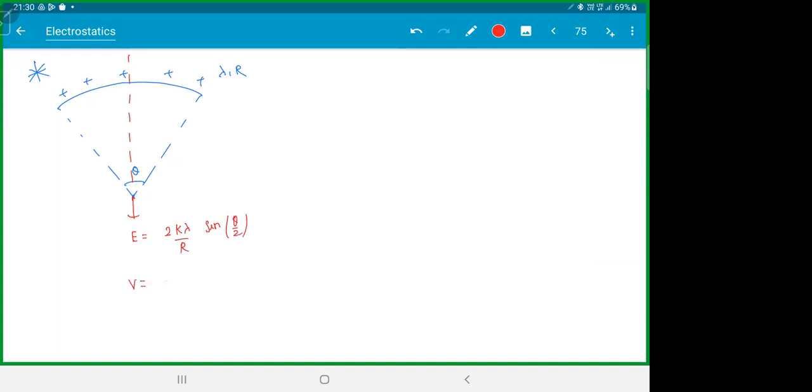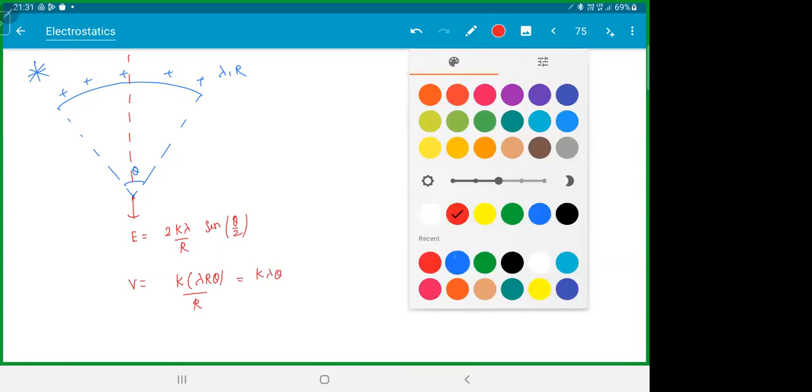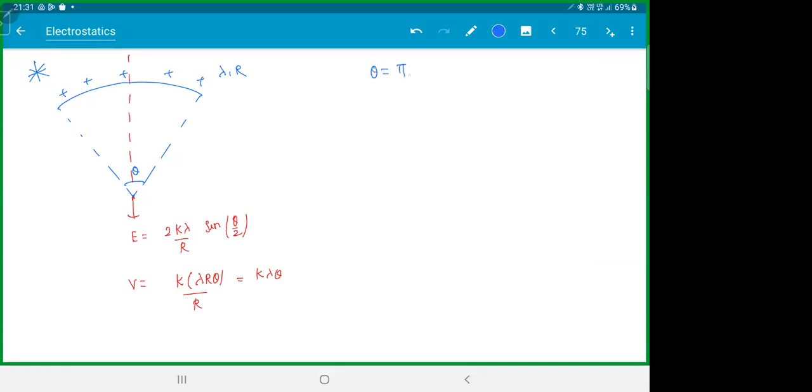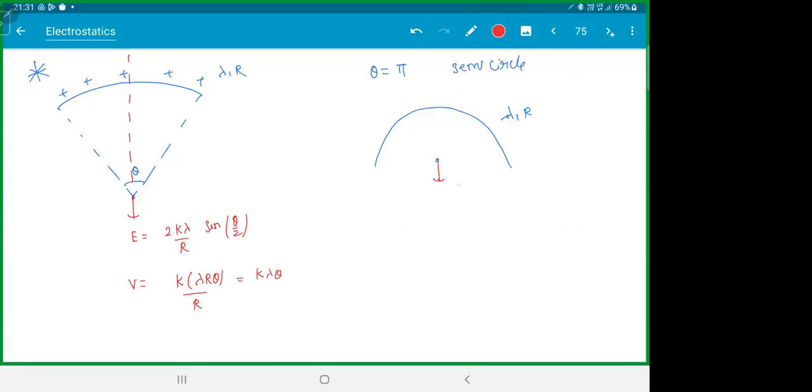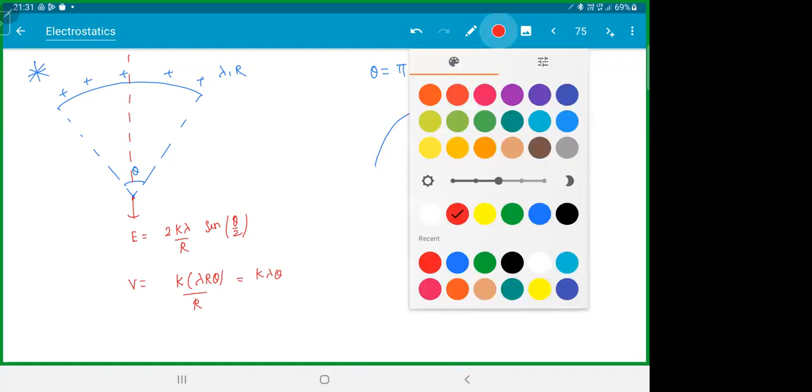What about the potential? Potential is easy. K, total charge is lambda r theta by r, kq by r. So k lambda theta. If theta becomes equal to pi, means you get a semicircle. This they can ask in the exam. Find the field due to a semicircle, lambda and r. So if you put theta equal to 180 there, field will be 2k lambda by r. Good result. It looks like the infinite wire result, 2k lambda by d. It looks like that. 2k lambda by d was there, here it is 2k lambda by r.